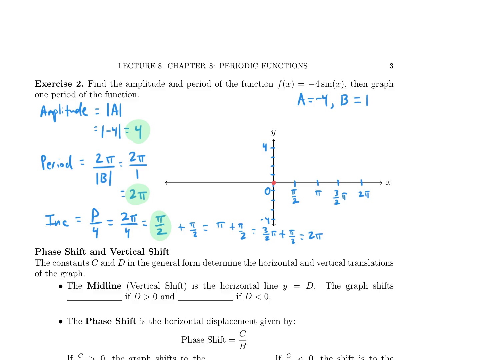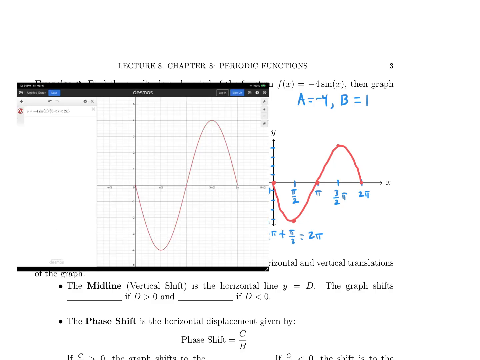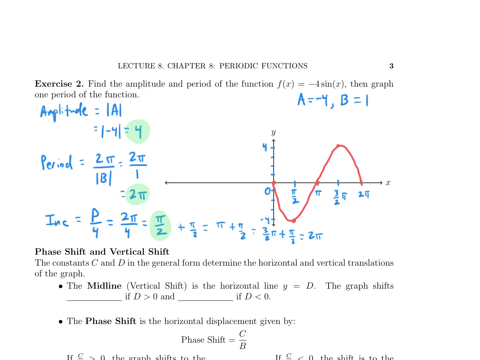So our next point should be down at -4 at the next interval. At the next interval it goes back to 0. Sorry, the next increment. And then the next increment, it should go back up to +4. And then at the last increment, it should end up back at 0. And that completes your cycle or your period. Let's check our answer with Desmos again. And as you can see, it looks pretty identical.